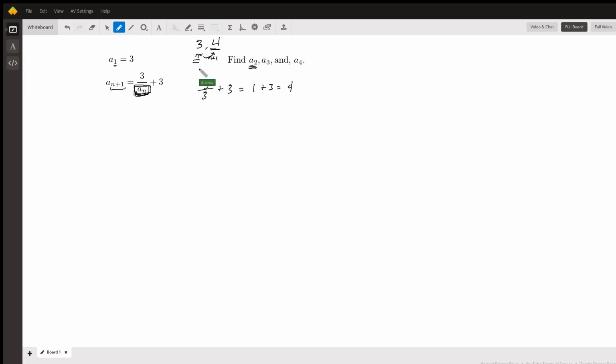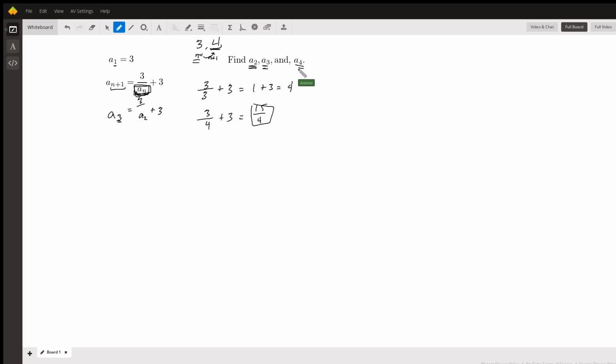And it's a similar thing for A3. If we were trying to find A3, if 3 is n plus 1, then A n is A2, right? So 3 divided by A2, plus 3. We do the exact same thing: 3 divided by A2. Now A2 is 4, so we do 3 divided by 4, and we add 3. You can add this together, and I think it's 15 over 4, if I'm not mistaken. But let me show you. Yeah, I think that's right. And that would be A3.